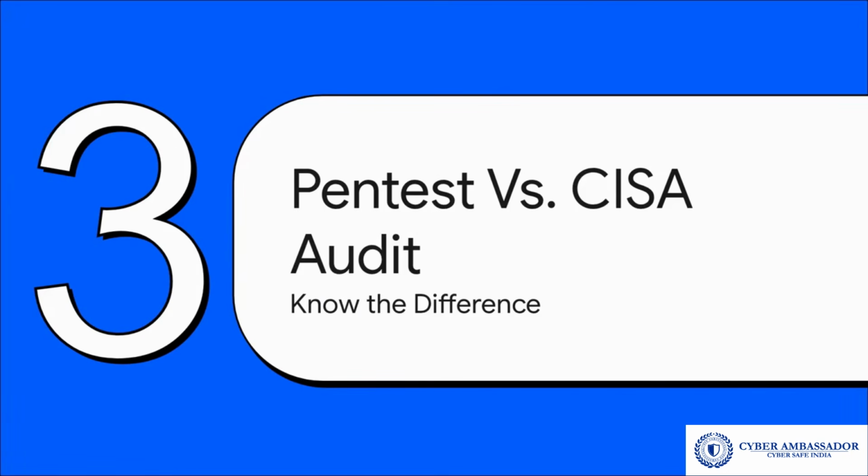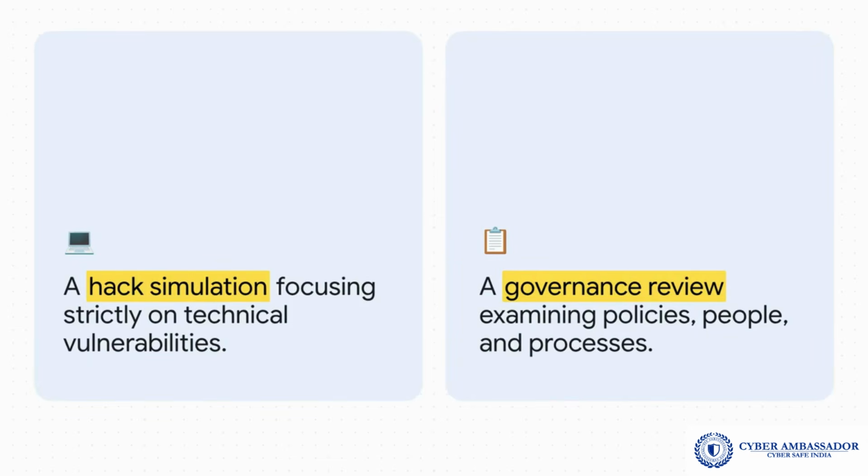Moving right along to Section 3, penetration test versus CISA audit, we really need to know the difference here. This is a massive point of confusion that trips up a lot of IT directors and executives. A penetration test is simply a hack simulation. It focuses strictly on technical vulnerabilities, like trying to break through firewalls or exploit a software bug. A CISA audit, on the other hand, is a governance review. It looks at the policies, the people, and the processes behind that technology.